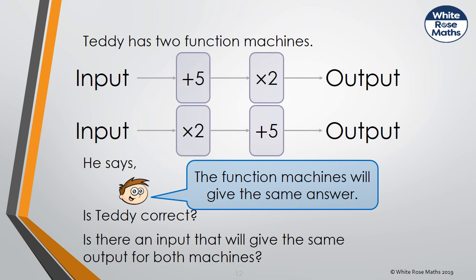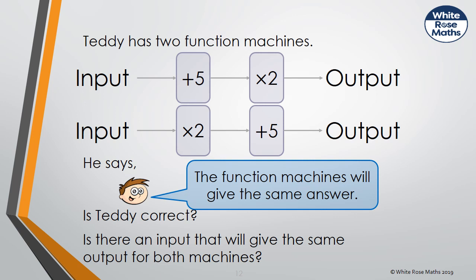Super. And is there an input that will give the same output for both machines? So this one's a little bit trickier, but we just needed to think about what we talked about on the last one. Will both of the machines give the same output? Well, we need to test our theory, don't we? So we need to test it, choose a number and see.